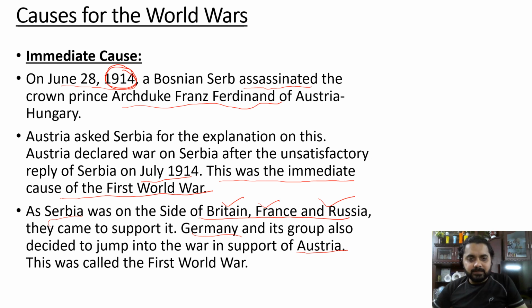Since a Bosnian Serb assassinates the Austro-Hungarian crown prince, Austria asks for an explanation from Serbia. Serbia fails to give the explanation, so in return, Austria immediately attacks Serbia. So Serbia, which had a good relationship with Britain, France, and Russia, received their support, and Austria was joined by Germany and its group, and this is how World War One began.